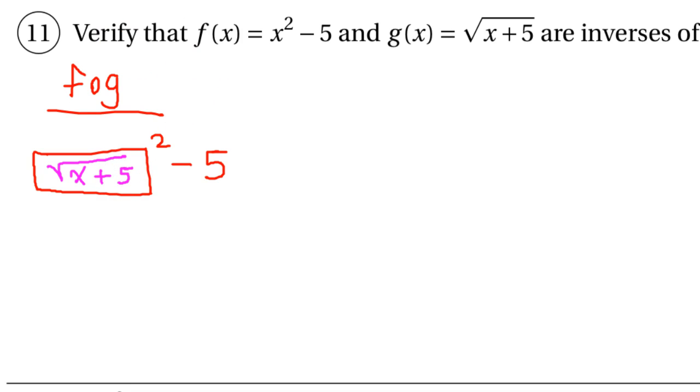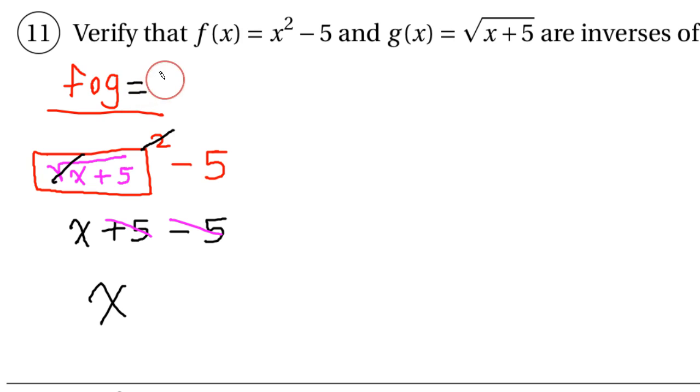Now, taking a look at this, remember that square and square root are inverse operations of each other. So this square and this square root are going to cancel out, and that's going to leave me with x plus 5 minus 5. Well, plus 5 and minus 5 are inverse operations, so those are going to cancel out, and we're just left with x. So f of g is equal to x, so that checks out.